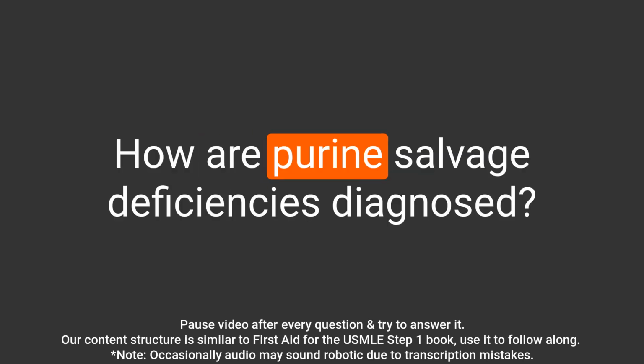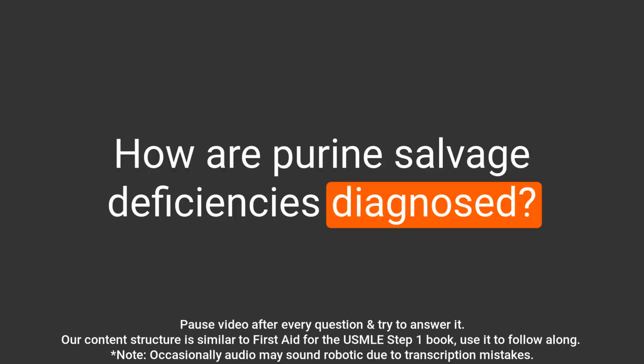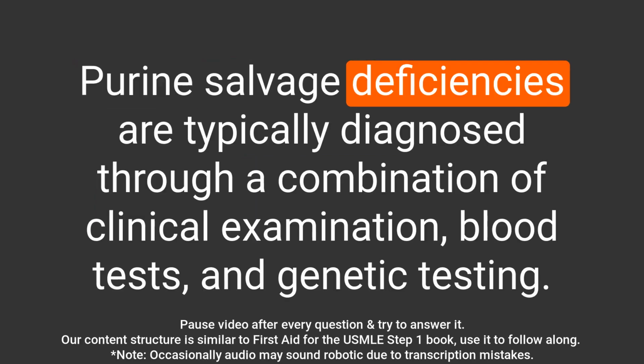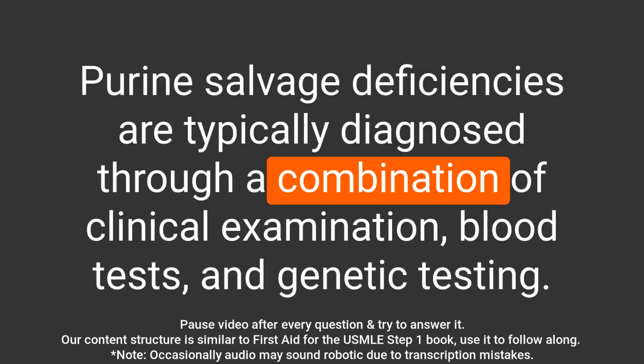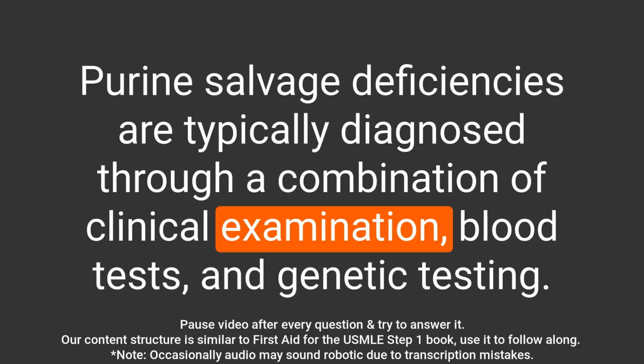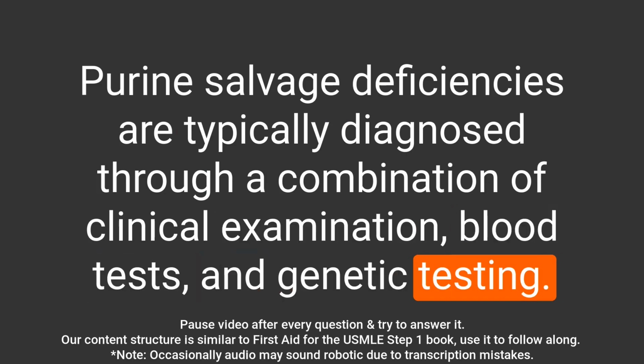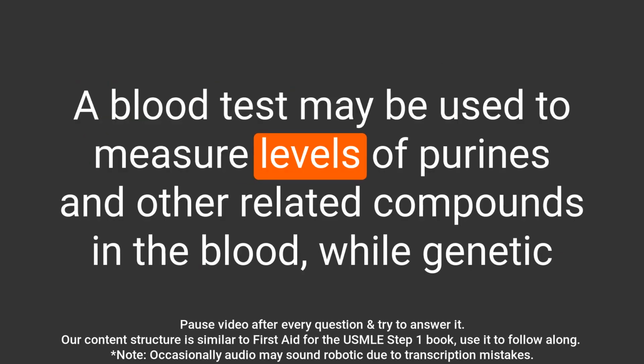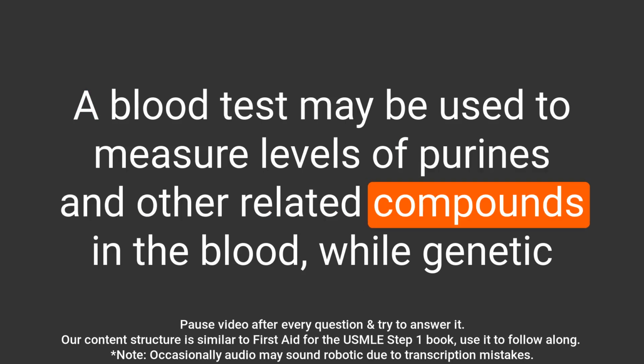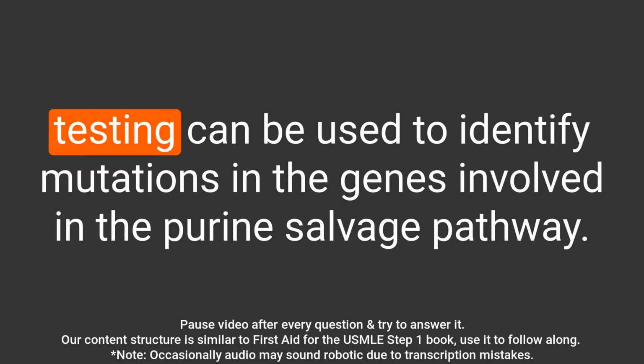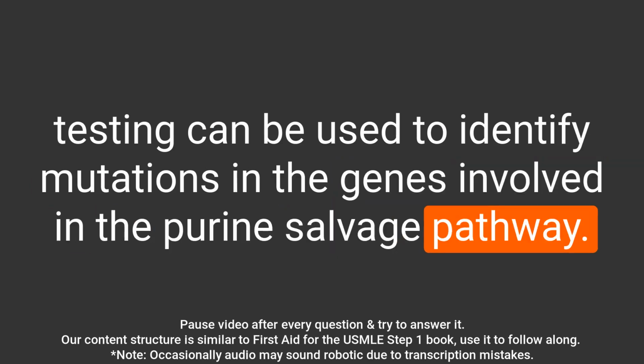Question: How are purine salvage deficiencies diagnosed? Answer: Purine salvage deficiencies are typically diagnosed through a combination of clinical examination, blood tests, and genetic testing. A blood test may be used to measure levels of purines and other related compounds in the blood, while genetic testing can be used to identify mutations in the genes involved in the purine salvage pathway.